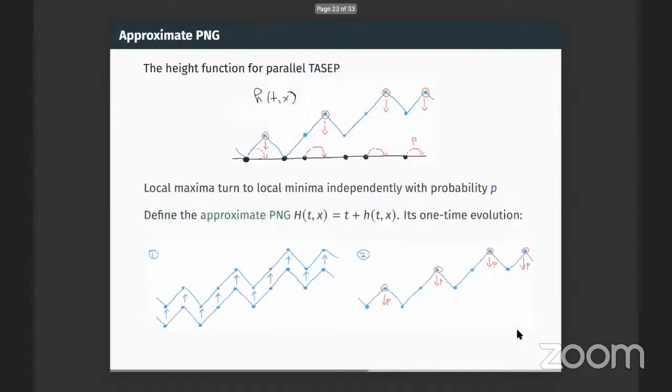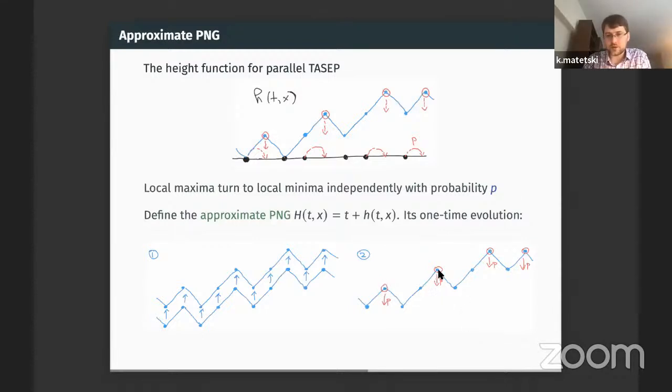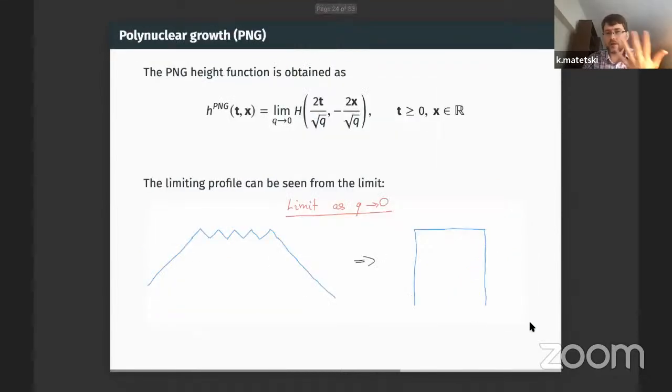Okay, thank you. And then, if you think what happens on this picture, when Q is small, it means that P is big. So each local maximum with high probability turns into a local minimum. But still, it may happen that with low probability, some of these maxima don't turn into a local minimum. And this exactly corresponds to the nucleations in the polynuclear growth.